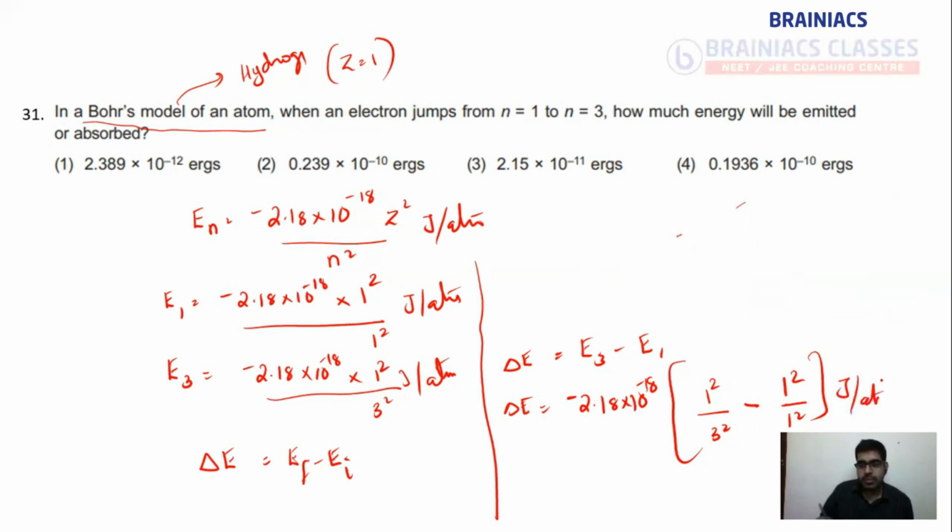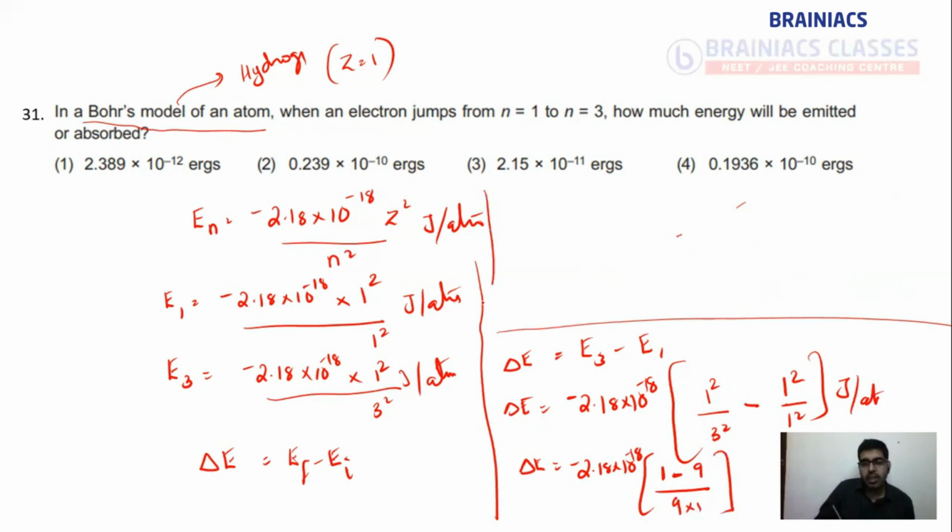Joules per atom. Now, delta E is equal to minus 2.18 into 10 raised to minus 18. Solving this, you will get 1 minus 9 over 9, so delta E is equal to minus 2.18 into 10 raised to minus 18 joules per atom into minus 8 by 9. That is, 1 minus 9 gives minus 8 by 9, joules per atom.